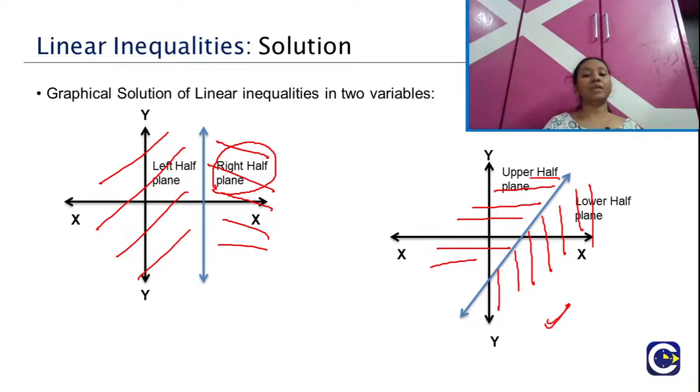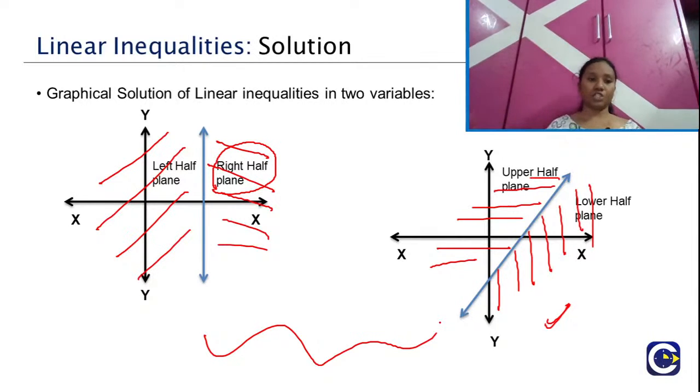So we denote them this way: if a straight line divides the plane into two parts, then we say the right part is the right half plane and the left part is the left half plane. And if it is a slanting line, then the upper part will be called the upper half plane and the lower part will be called the lower half plane.